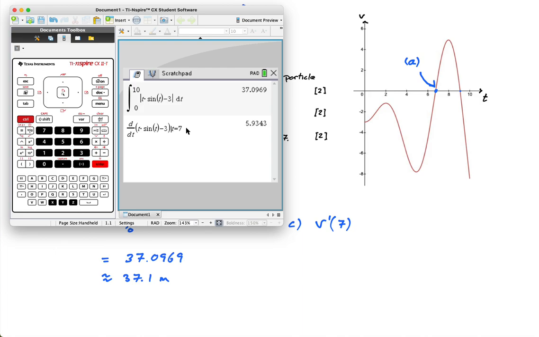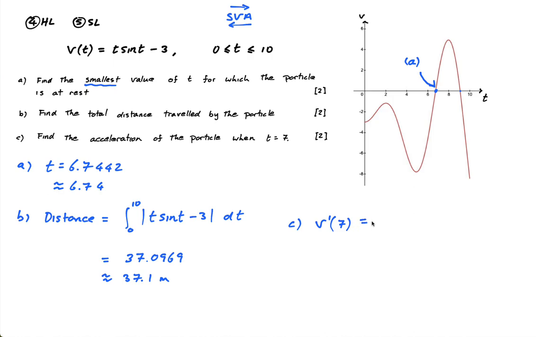Fine. Press enter, and I get 5.9343, which is approximately equal to 5.93, and that'll be meters per second squared, because it's acceleration. And guys, it's worth looking at your graph. Does this make sense that the derivative at 7, so 7's about here, is 5.93? Well, yeah, it's positive and it's pretty steep, so it makes sense. Okay, that's that question, guys. I'll see you for the next one.